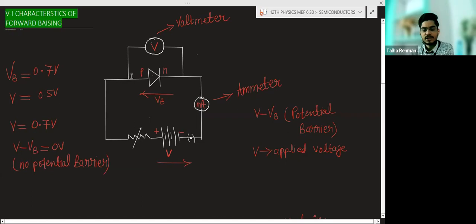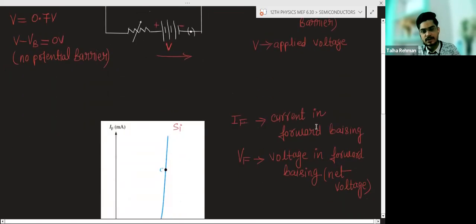Now, in parallel to this junction diode, a voltmeter is connected, and in series of this diode, a milliammeter or ammeter is connected. Voltmeter is used to measure the potential difference, and voltmeter is always connected in parallel. Ammeter is used to measure the current, and ammeter is always connected in series. So this is the milliammeter because the current will be in milliampere, we discussed. After that, this is a forward biasing condition, so potential barrier will decrease.